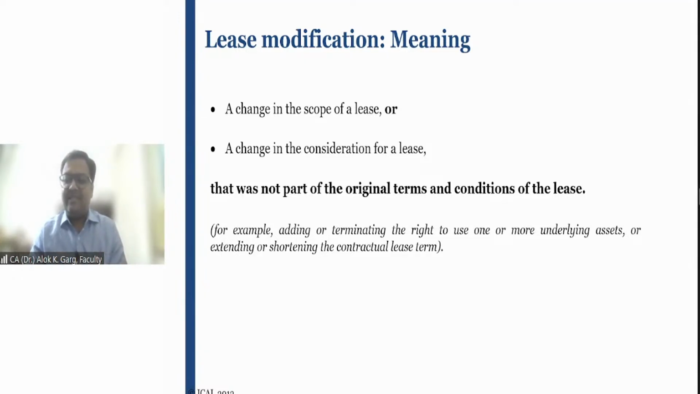In the next 6 years, every second year there will be a lease payment escalation of 10%, let's say. So this is how this entire lease has been structured.